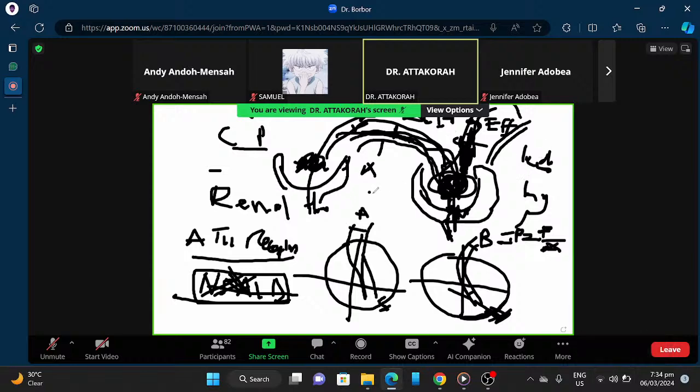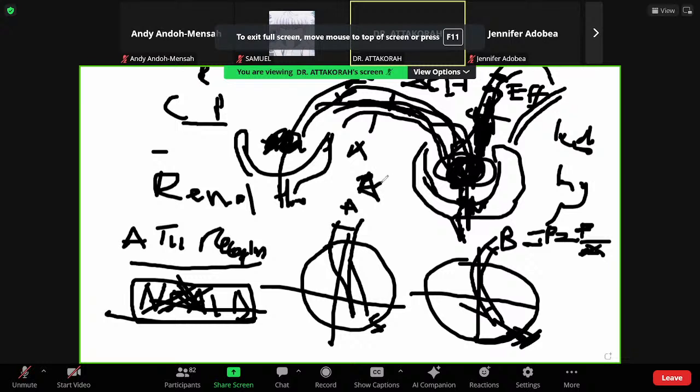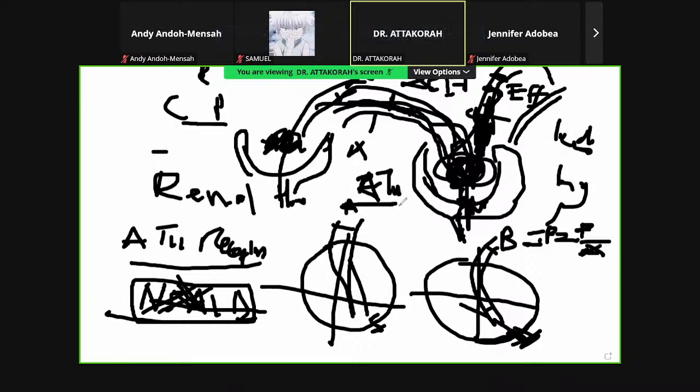ACEIs would inhibit AT2. So what does the AT2 effect cause? When you have angiotensin II stimulating the receptors, it will cause constriction. When you block it, then we are expecting a vasodilatation. So it will cause vasodilatation within the efferent arteries.